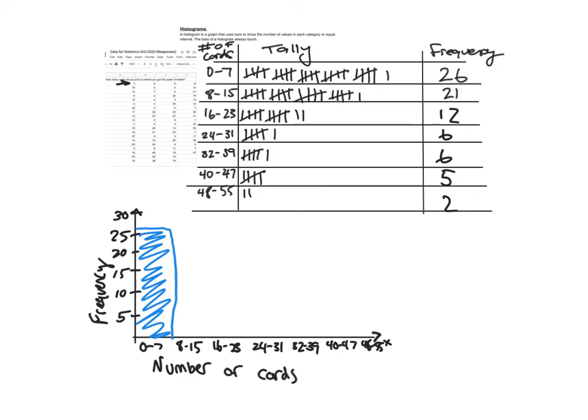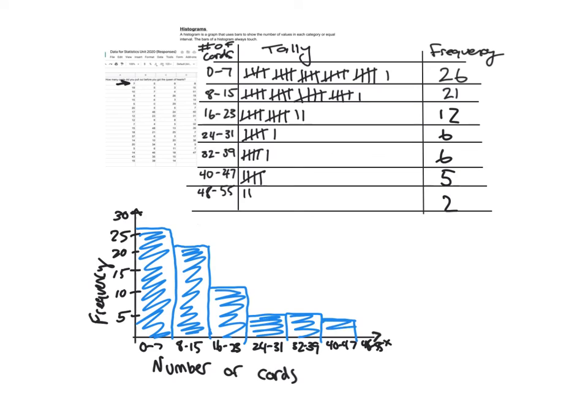All right, for 8 to 15, we had 21 cards in there, so we're going to go a little bit above 20 to 21, and see how I'm connecting the bar to the other one, because remember, these are intervals, so our bars need to touch to show that it's kind of a continuum of data. All right, 16 to 23 had 12. 24 to 31 had 6. As did 32 to 39. 40 to 47 had 5. And 48 to 55 had 2.